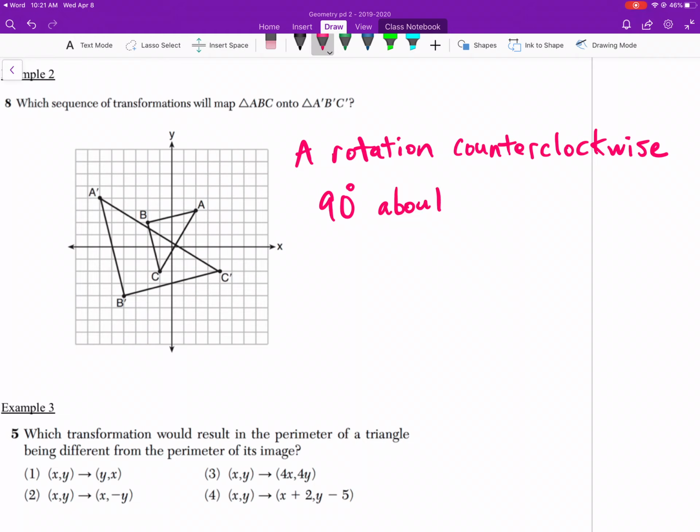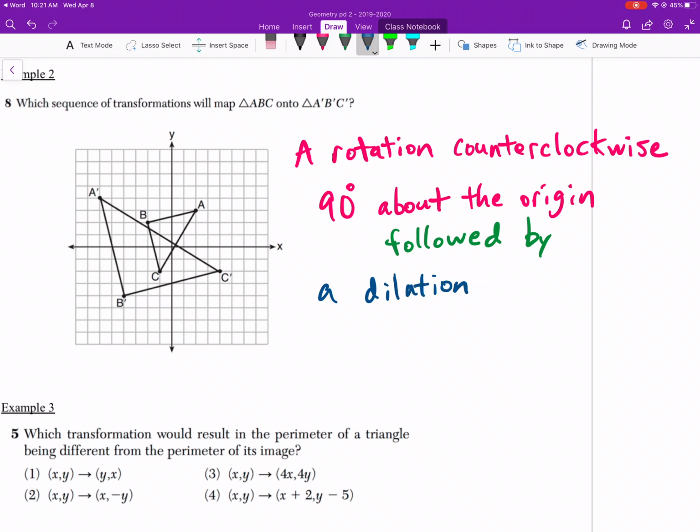About the origin. When in doubt, it's going to be the origin. It'll be clear if it's some other point. All right, followed by a dilation, we need to include once again the center, which is just the origin, what it dilated about, what point. It's going to be the origin again.